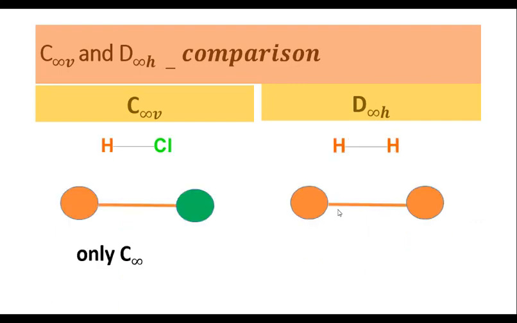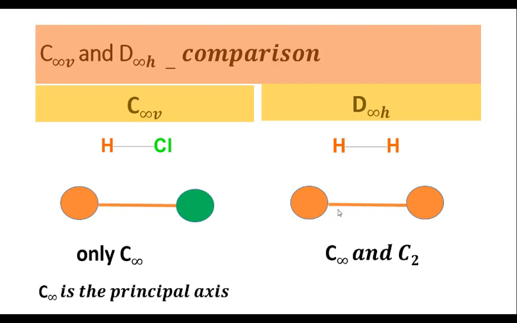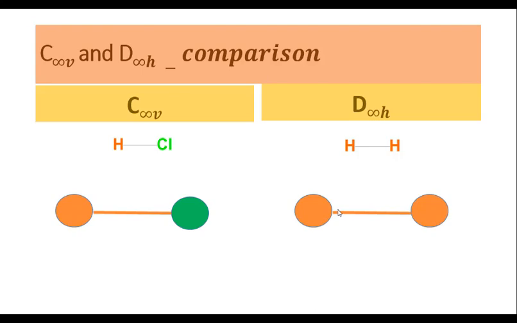Next, in the case of HCl, we saw that we have only C infinity, whereas in the case of H2, you have C infinity as well as C2. When we have C infinity and C2, C infinity will be the principal axis. Next, what we have marked here is C infinity, the principal axis in HCl, and we cannot have something like this.